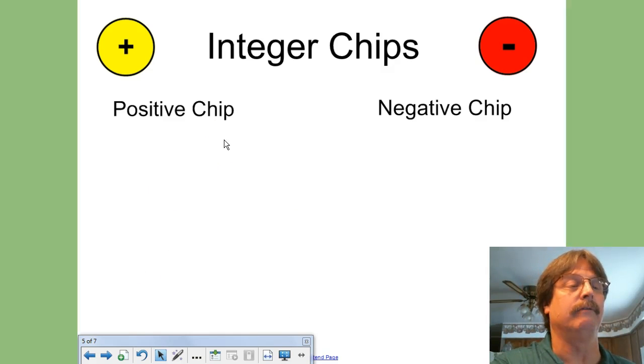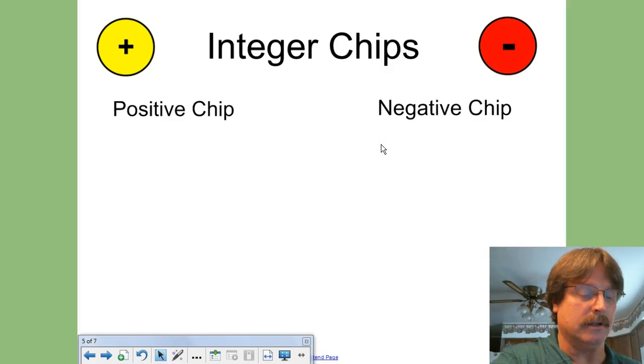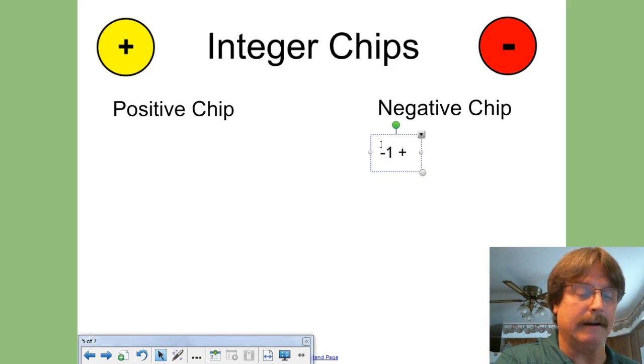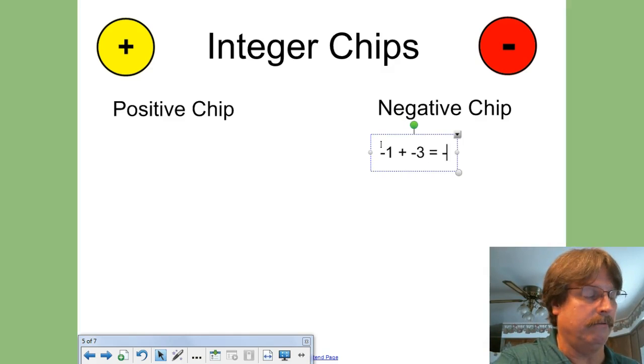Let's try the negative now, and make it a little easier so it doesn't take as long. Let's go negative 1 plus negative 3, and that's going to equal negative 4.